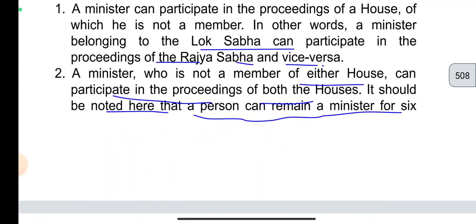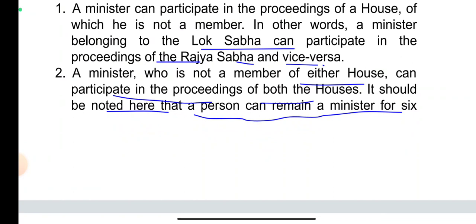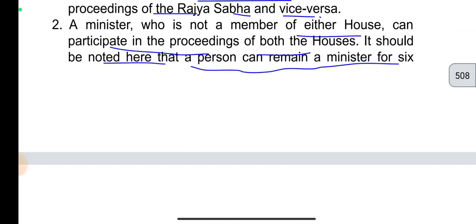A minister can participate in the proceedings of a house of which he is not a member. In other words, a minister belonging to the Lok Sabha can participate in the proceedings of the Rajya Sabha and vice versa. तो ये बात हो रहा है कि मिनिस्टर भी पार्टिसिपेट कर सकते हैं, बट अगर उस सदन का या फिर हाउस का मेंबर ना हो तो वोट नहीं कर सकते। A minister who is not a member of either house can participate in the proceedings of both the houses.